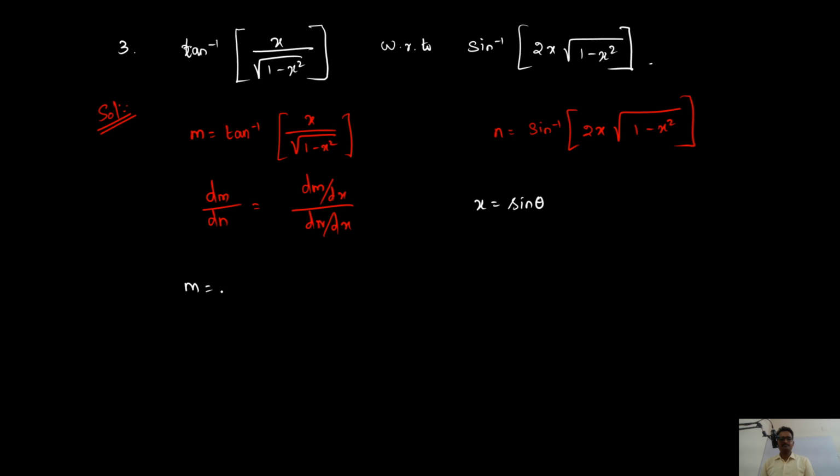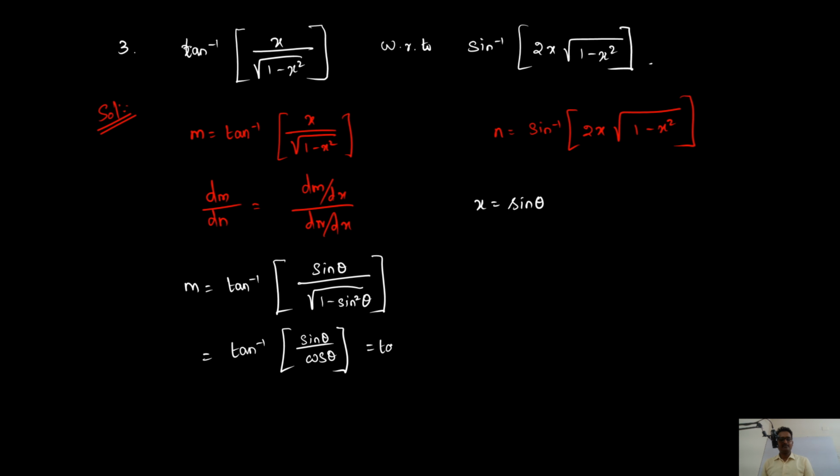Then m becomes tan inverse of sine theta over square root of 1 minus sine square theta. Square root of 1 minus sine square theta is nothing but cos theta. So tan inverse of sine theta over cos theta. Sine by cos is tan theta. So tan inverse of tan theta, which is theta. This is the value of m in a simplified manner.